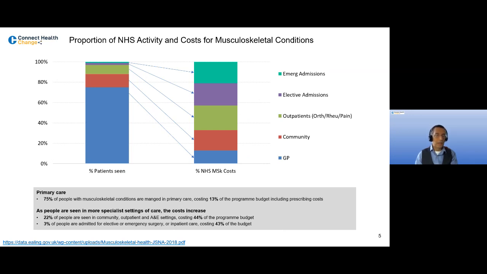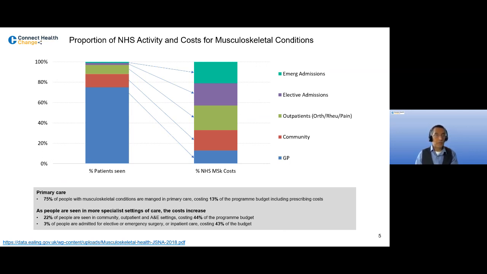What we can see on the left-hand column is that 75% of people had contact with their GP, and this cost 13% of the programme budget for musculoskeletal conditions, including the NHS prescribing costs. Now, of those 75%, the vast majority were seen in primary care and not referred, but a proportion were referred.